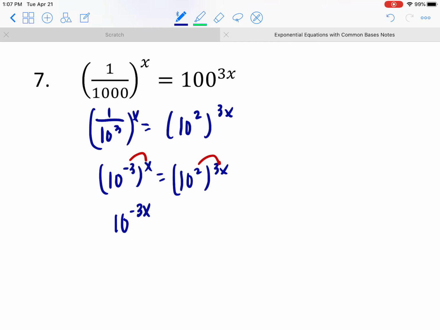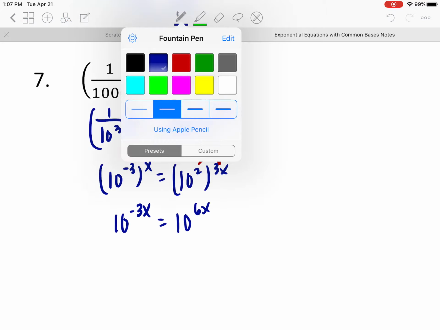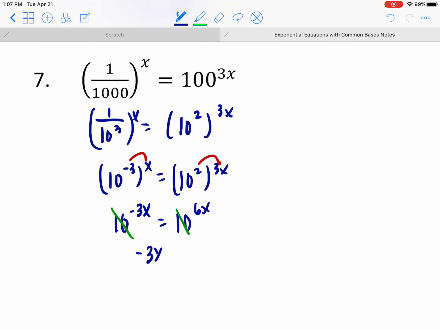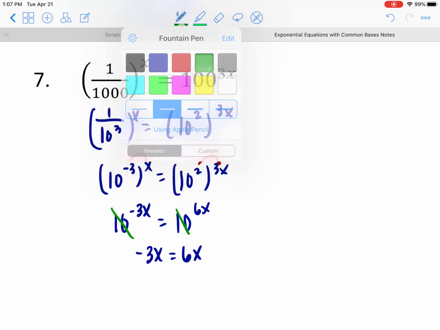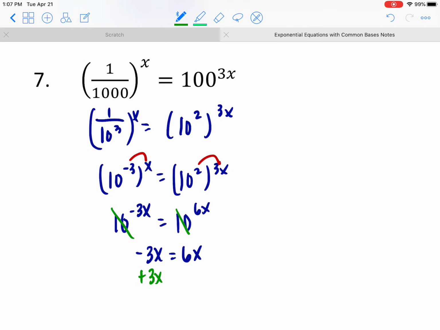And now we can multiply our exponents. So that's a negative 3x here and a 6x here. So 10 to the negative 3x has to equal 10 to the positive 6x. Now our common bases can cancel. So we have negative 3x equal to 6x here. And sometimes these equations that have a little less tend to stump us. We are doing the same thing, getting our x's together.